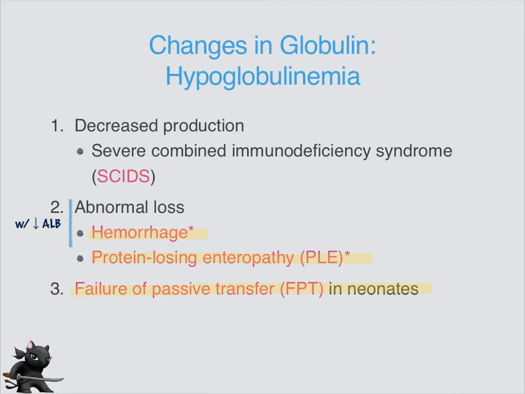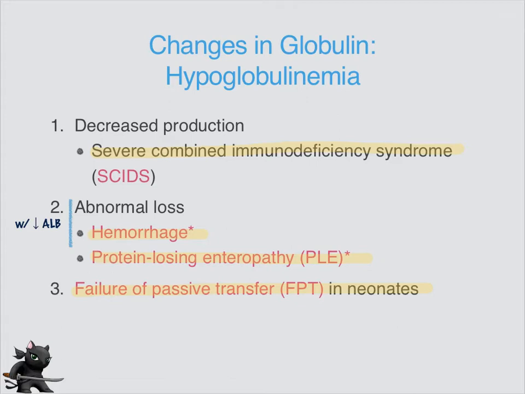The other thing on this other side is decreased production. Once in a while, we get a patient that has severe combined immunodeficiency syndrome, or SCIDS. These are patients that don't develop functioning lymphocytes, and they aren't able to make antibodies, and they aren't able to make inflammatory proteins.